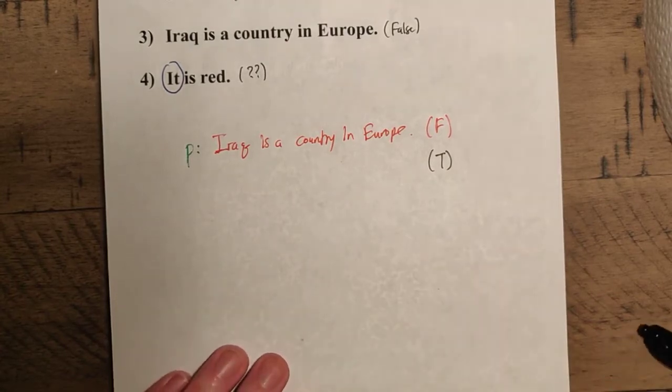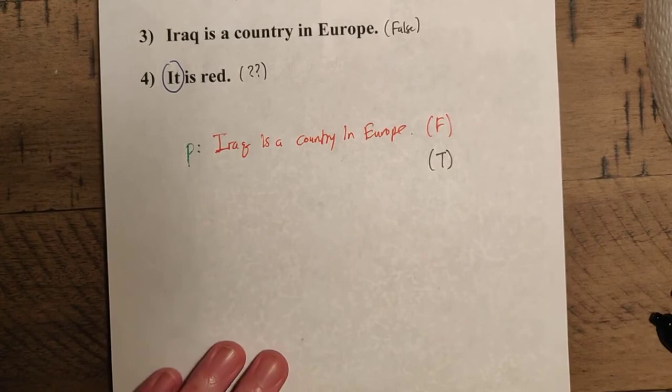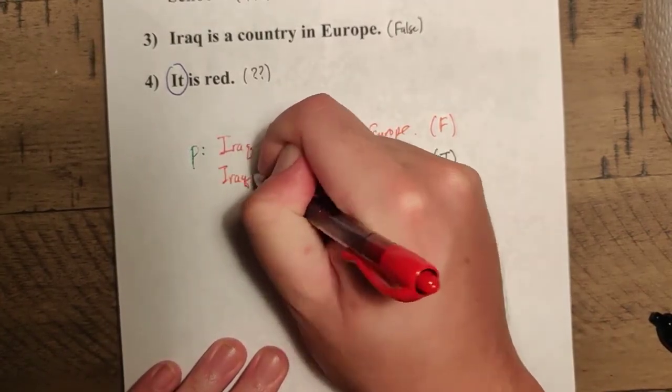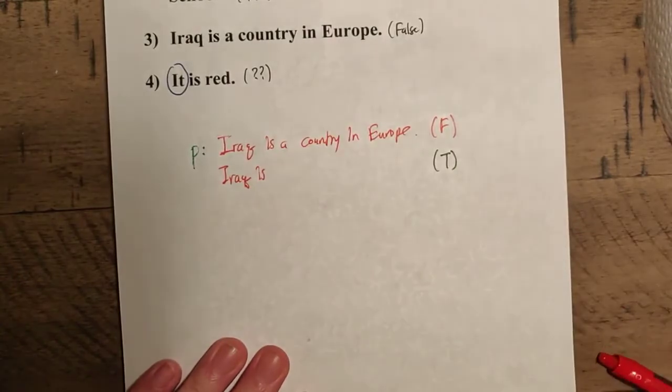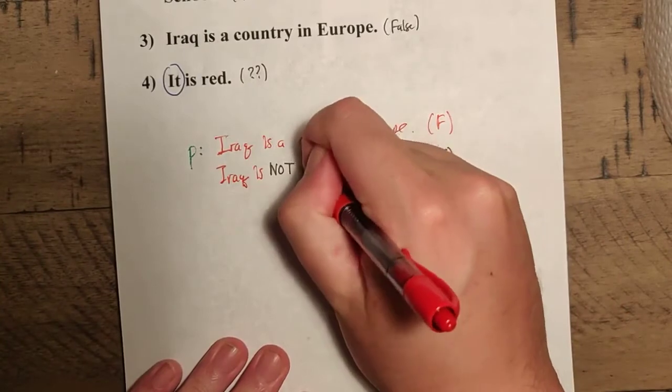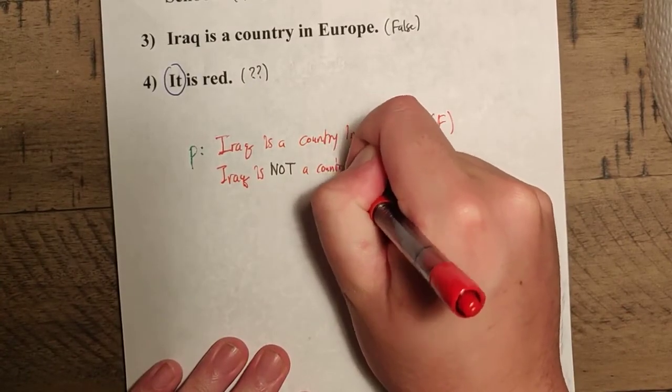Another thing that we can do, and probably one of the simplest things you can do, is we can add a very simple word here, right? We can say that Iraq is not a country in Europe.